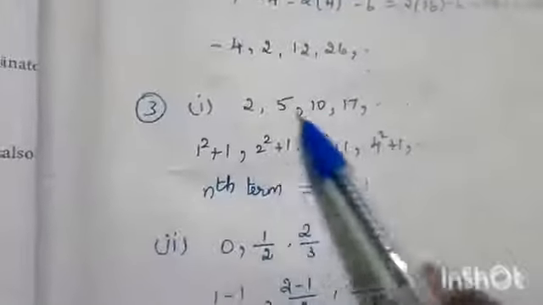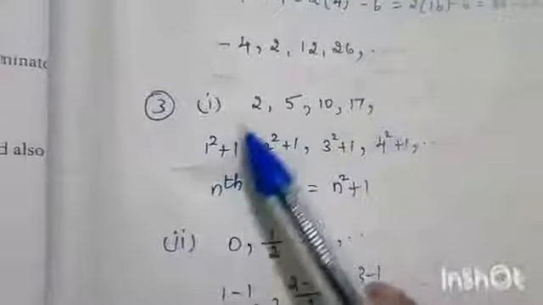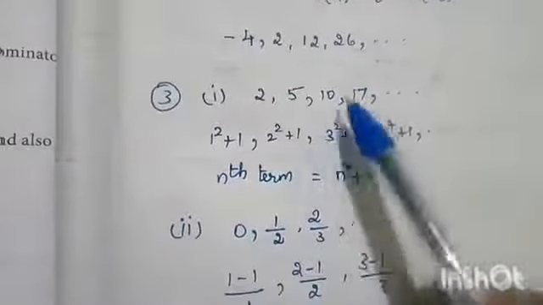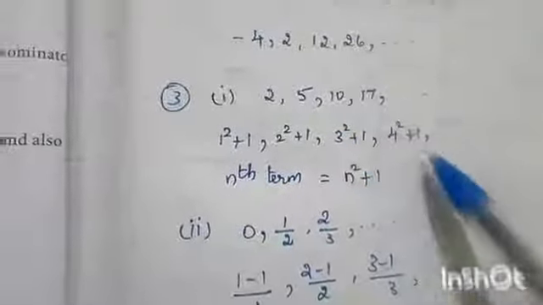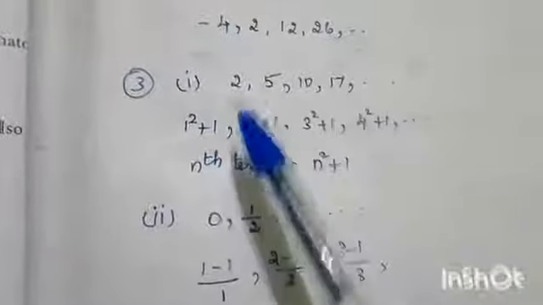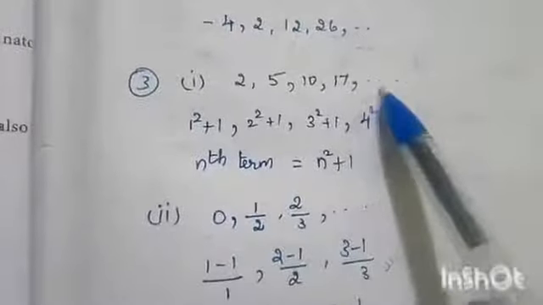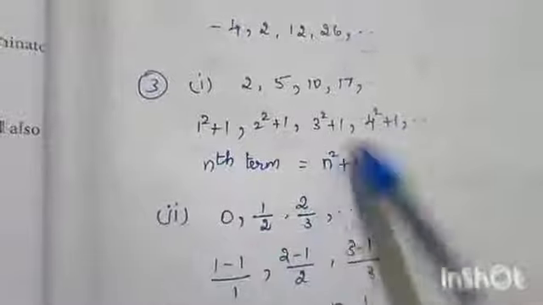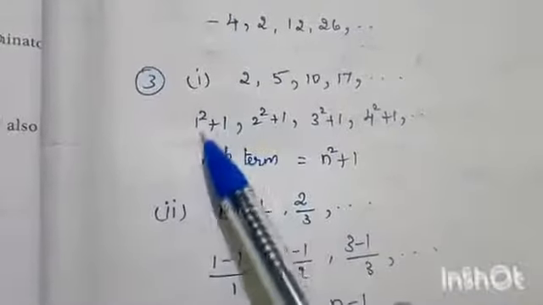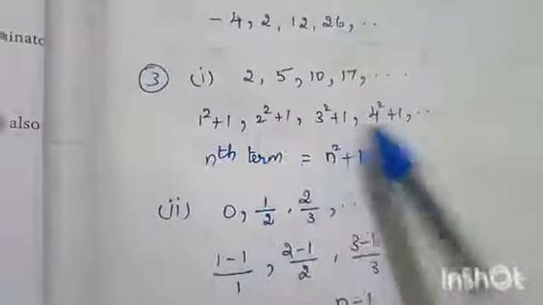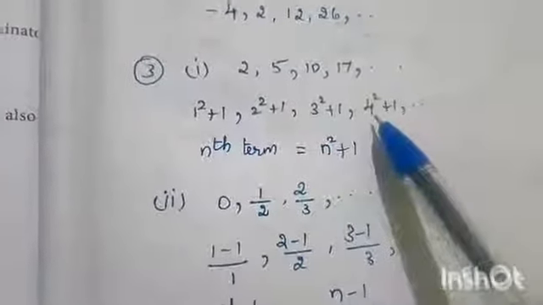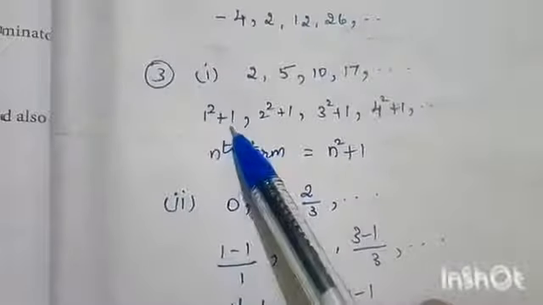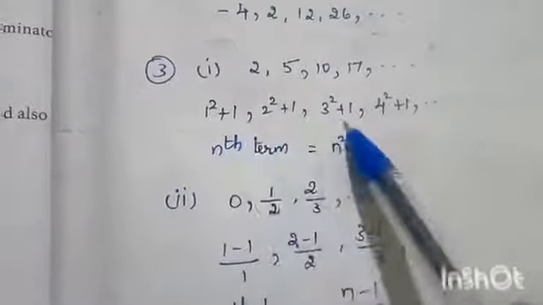The first problem, 2, 5, 10, 17, etc. 2 is written as 1 square plus 1, 5 is written as 2 square plus 1, 10 is written as 3 square plus 1, 17 is written as 4 square plus 1, etc. So now it is 1 square, 2 square, 3 square, 4 square. It is all in the same continuous order, 1, 2, 3, 4. So n equal to 1, 2, 3, 4, etc. The 1 is constantly given, that is 1, 1, 1, 1.